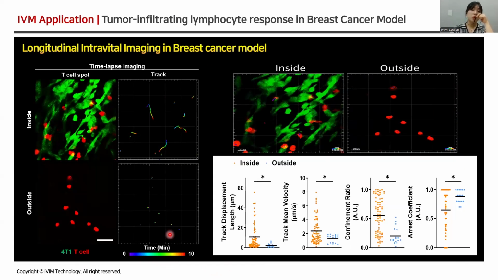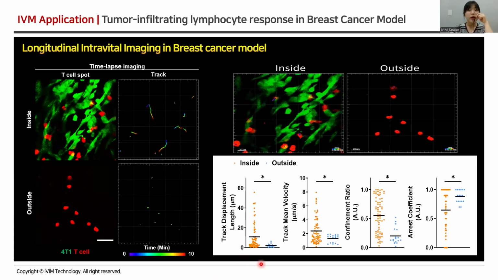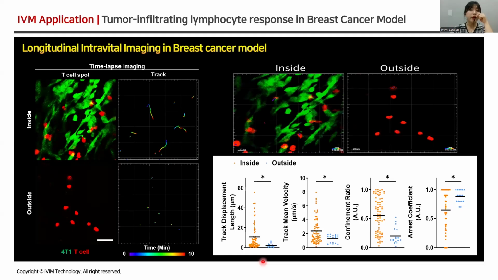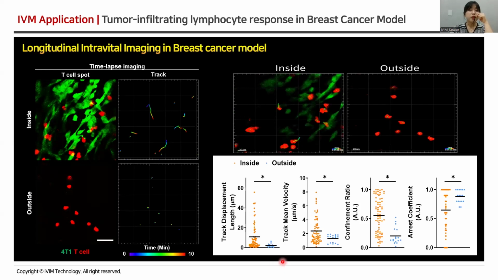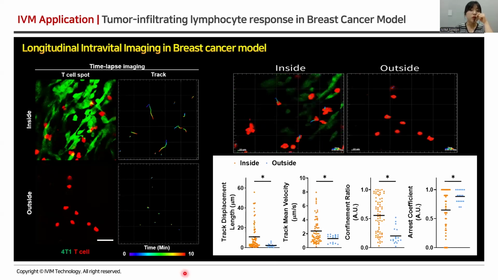The next study was conducted using the same 4T1 model, but this time we aimed to evaluate whether there are differences in TIL activity between the tumor core and tumor periphery. With the help of in vivo microscopy, we were able to directly track and compare T cell dynamics inside versus outside of the tumor. As you can see in the left panel, T cells located inside the tumor displayed highly active behavior.